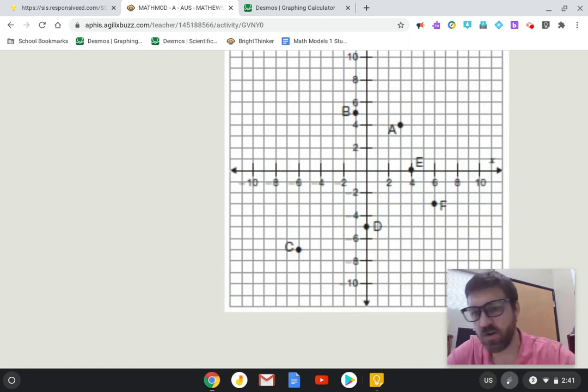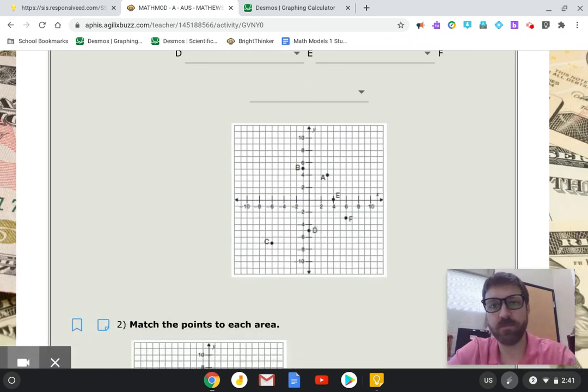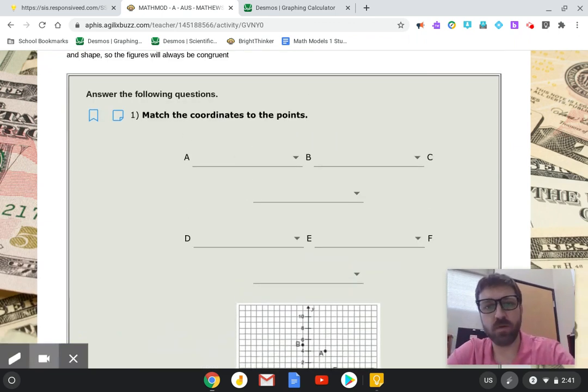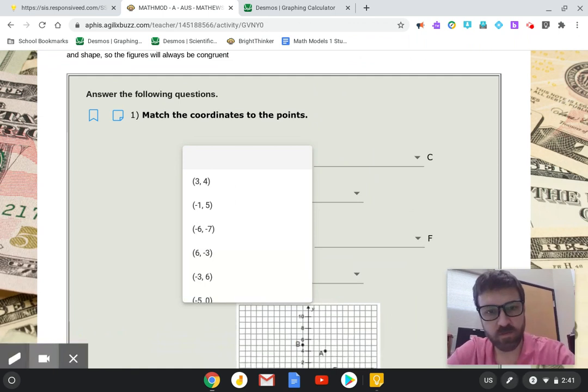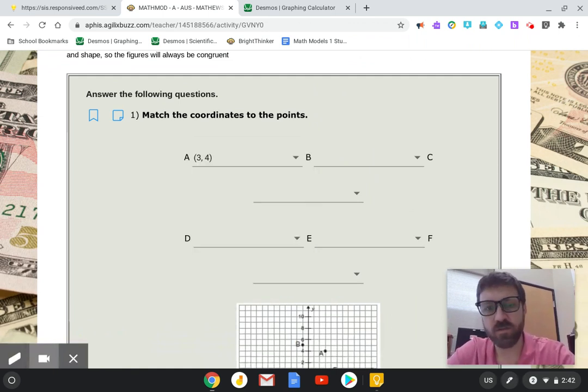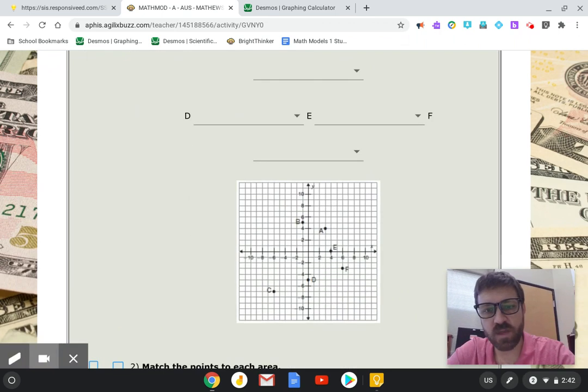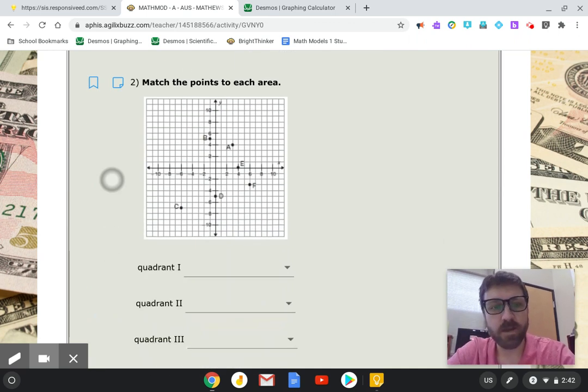So that just gets you started. Then you're just naming the points for all of those points that you see right there. So that's what you're doing for number 1: just match the coordinates, find the correct coordinates. For that one, we said it was 3, 4, so I would choose that answer choice. You need to do the rest. Note, if it's C, for instance, that has to be negative, negative, because that's in quadrant 3. So use that information to your advantage.